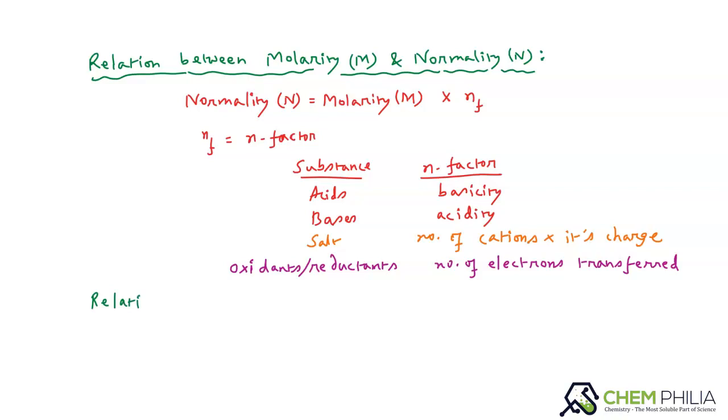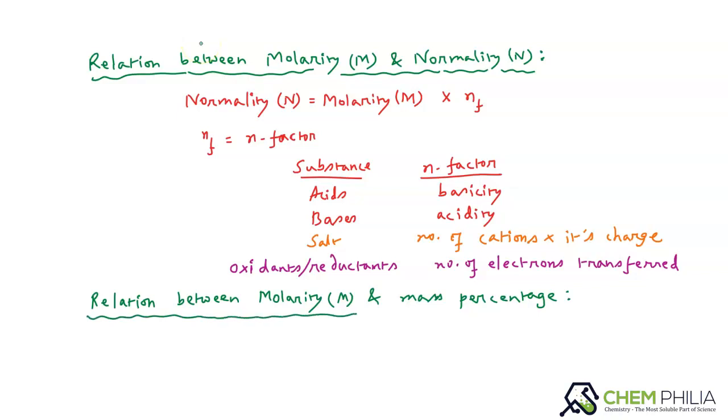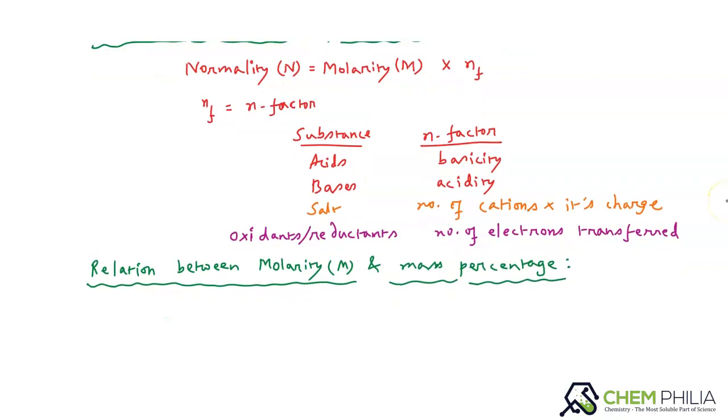The next relation is the relation between molarity, that is capital M, and mass percentage. This is the next topic, the molarity and mass percentage relation. Now let us see how the relation works.